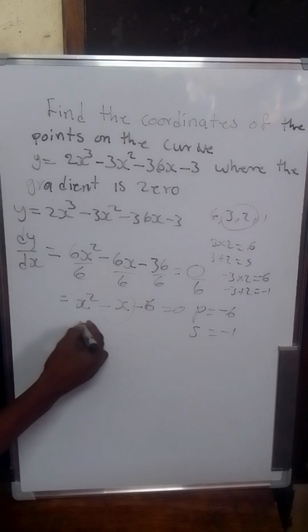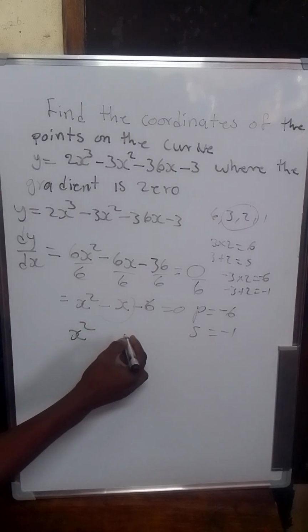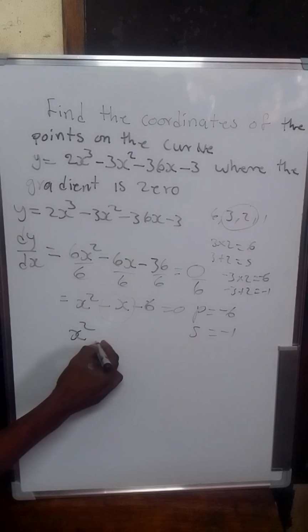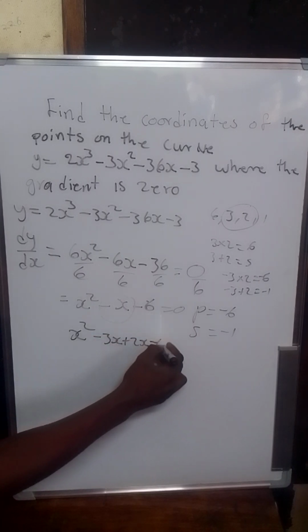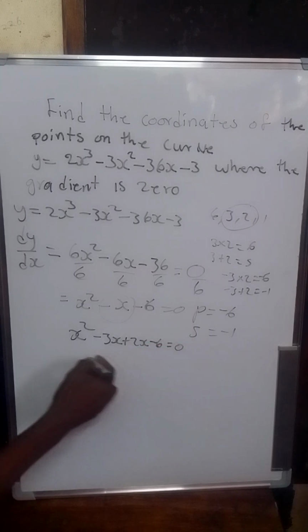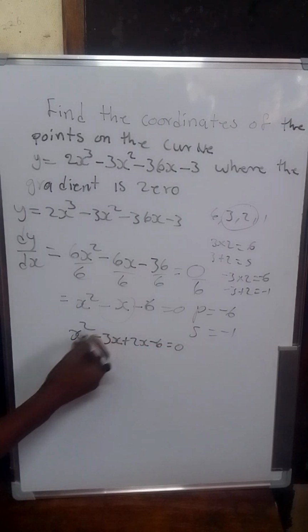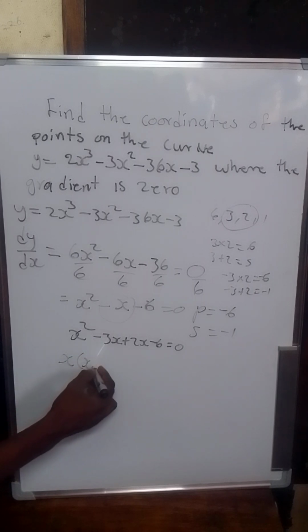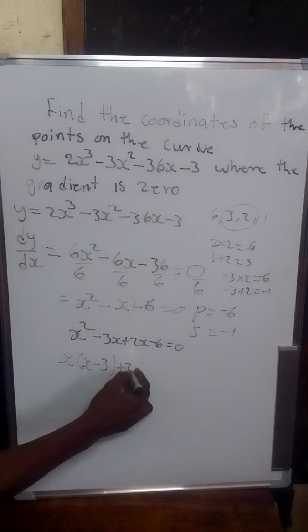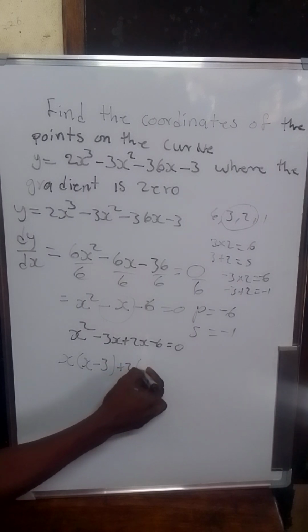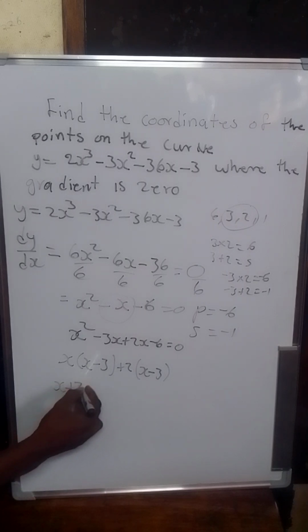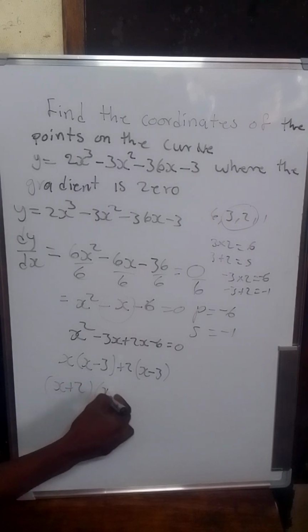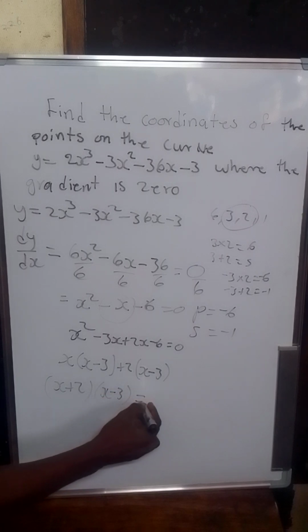So we replace with this, which gives us x squared minus 3x plus 2x minus 6 is equal to 0. Now we can factorize. We have the common element x, so x times (x minus 3), plus 2 times (x minus 3). So we have (x plus 2)(x minus 3), and we equate this to 0.